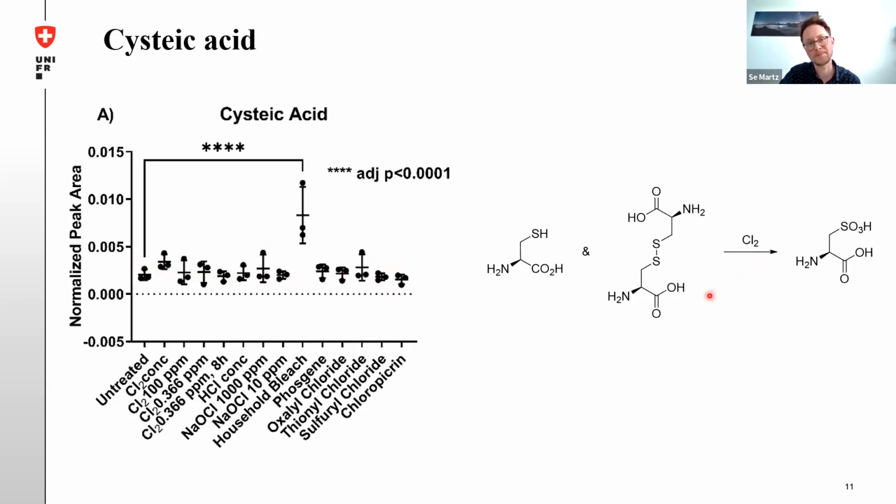So it seemed that cysteic acid, yes, we have a positive result for the household bleach, but in this case, the bleach concentration is very high. And so here the oxidation was actually expected.